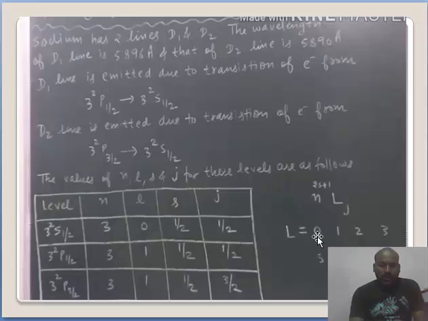You already know the L values 0, 1, 2, 3. For 0 we take S, for 1 we take P, and for 2 we take D. These are all sub energy levels.